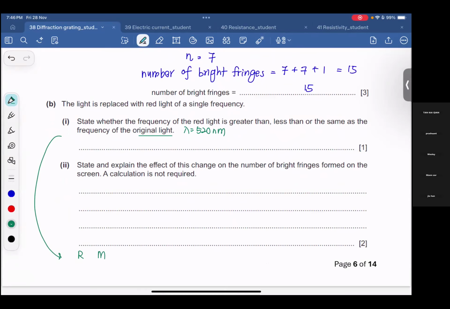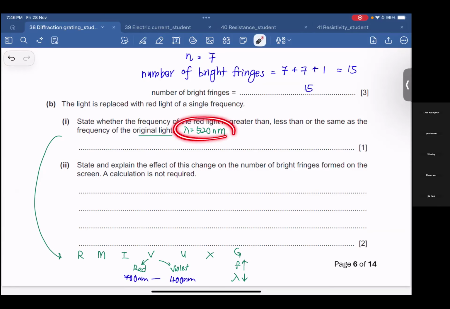Gamma rays, the frequency is high, and the wavelength is short. Then for visible light, we start from red until violet. This is red. You still need to remember one more thing: violet is 400 nanometer, and red is 700 nanometer. The visible light wavelength you have to remember is 400 nanometer to 700 nanometer.